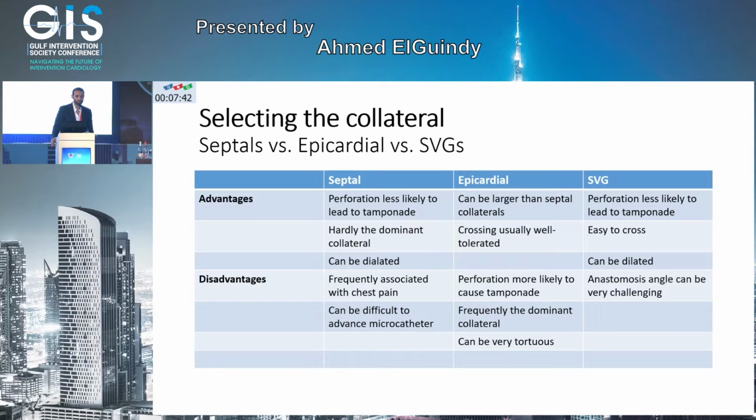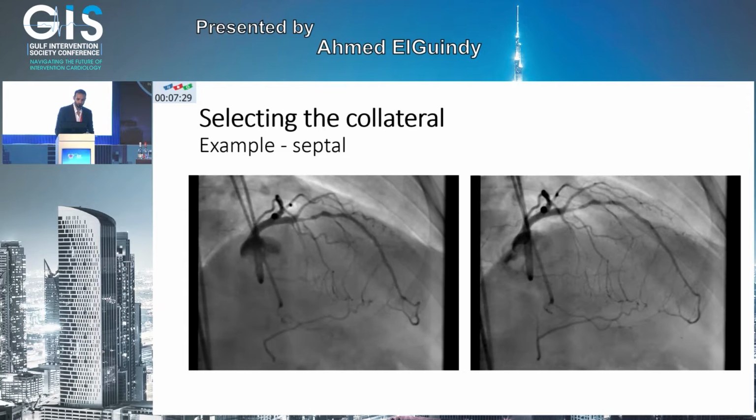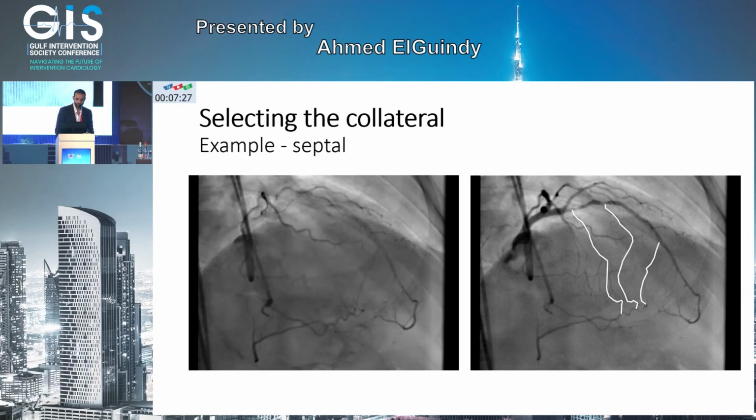If you perforate them, which is very, very rare, you run into a hemothorax rather than a tamponade. But they can be dilated as well. The only drawback is anastomosis can be very difficult because of the angulation. So this is an example of how we look at septal collaterals, and you can see that there are plenty.